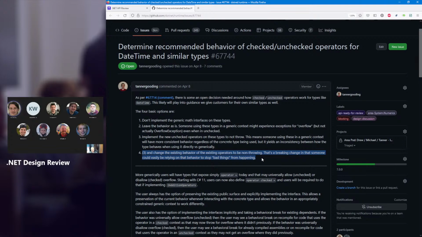Notably, we chose option 4 in the context of int pointer. That is System.IntPtr, because that matches what the language keyword nint does, and so we were willing to take the breaking change there.